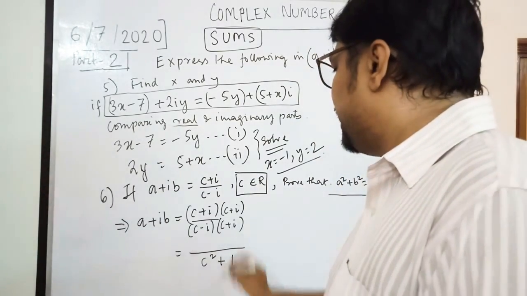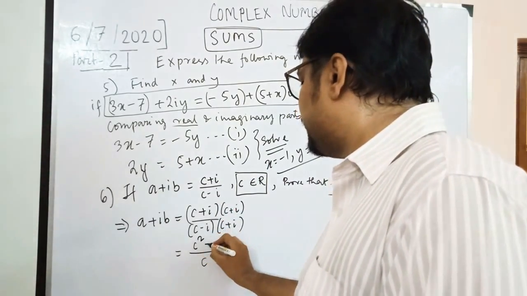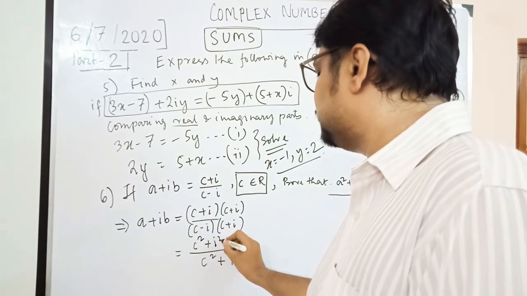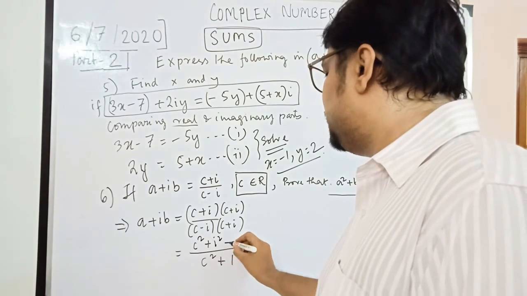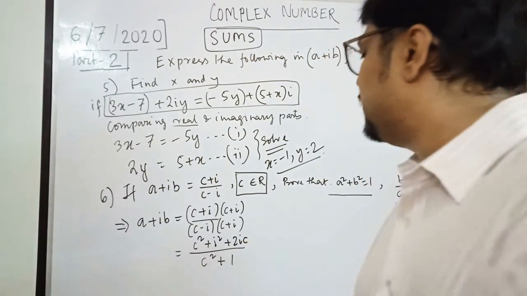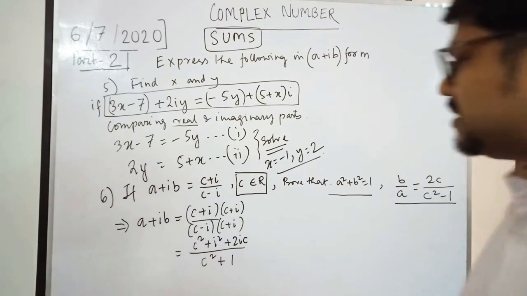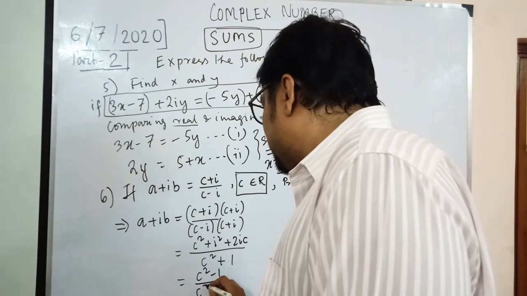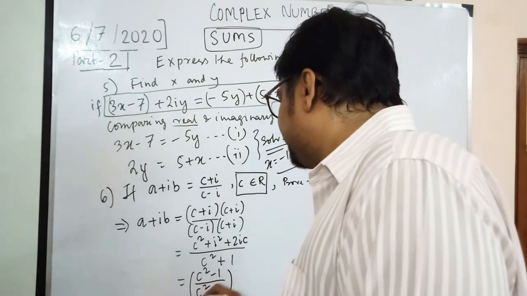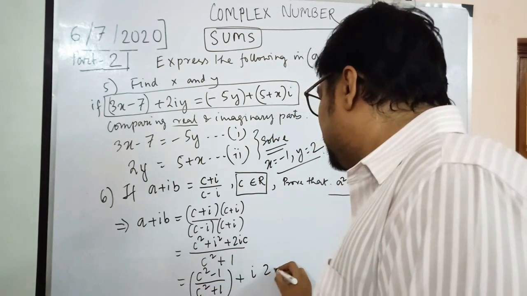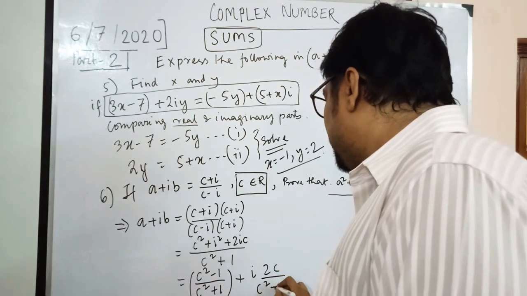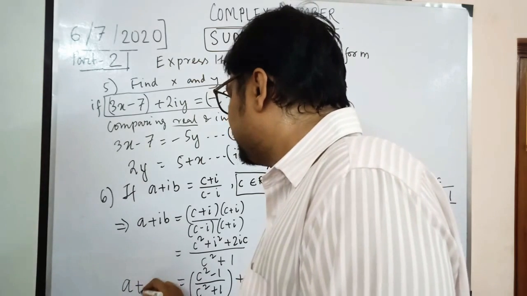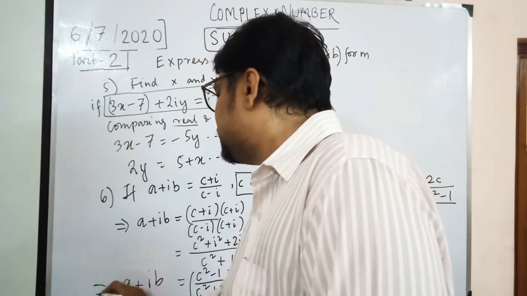Okay, and it's a whole square on the top, so c square plus i square, minus 2i into c. So that means it's becoming c square minus 1. So c square minus 1 by c square plus 1. I divide them individually, plus i into 2c by c square plus 1. So this line is equal to a plus ib. Remember, this line is equal to a plus ib.